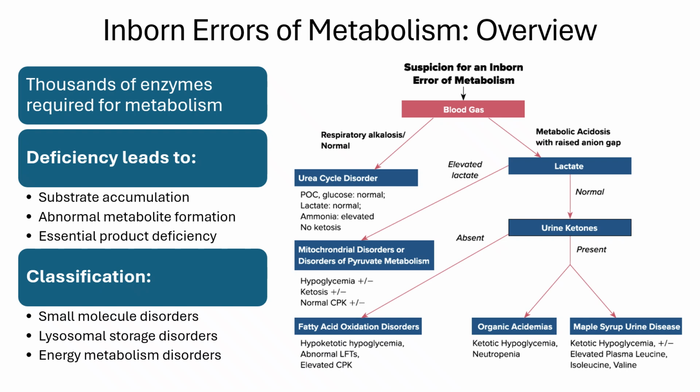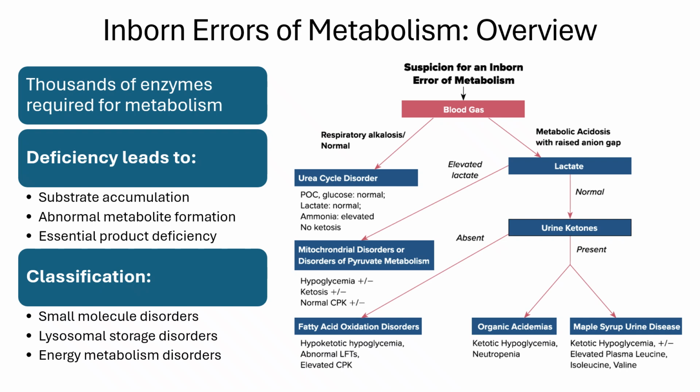Three consequences follow enzyme deficiency, and recognizing these helps you predict clinical manifestations. First, substrates accumulate before the blocked step. If an enzyme can't convert substance A to substance B, then A builds up to toxic levels. Think of galactosemia. Galactose-1-phosphate accumulates when galactose-1-phosphate uridyl transferase fails, damaging liver, brain, and kidneys.